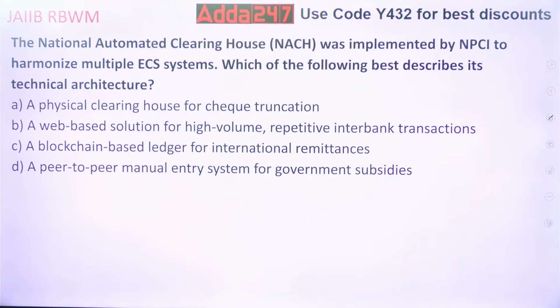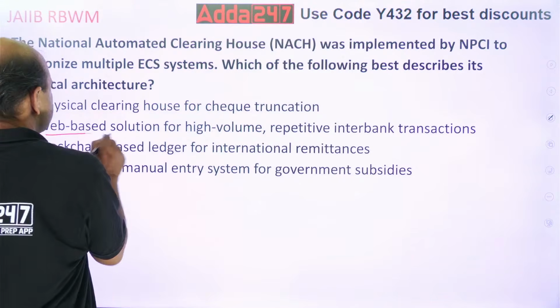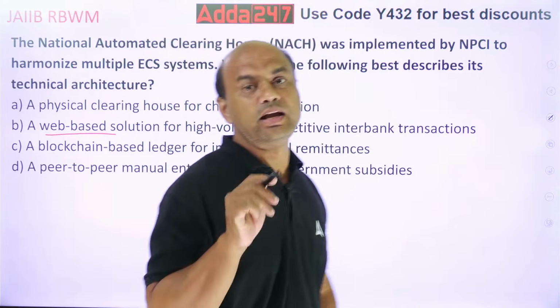Or is it B? Or is it C? Is it C? Anyone thinks C, blockchain? Anyone thinks it is C? So kindly note, the answer is B, web-based. This is a major difference between ECS and NAC.